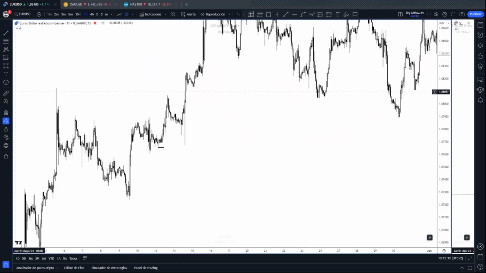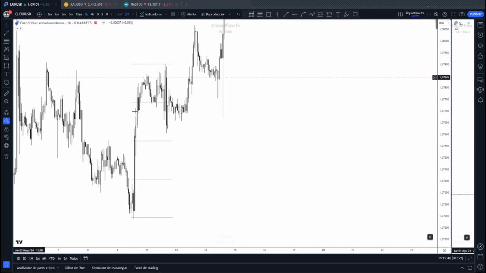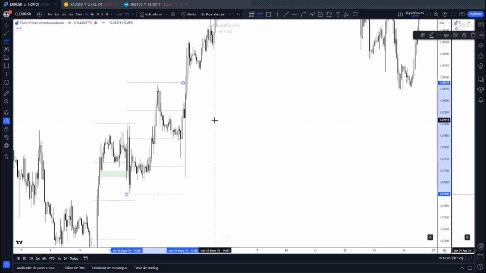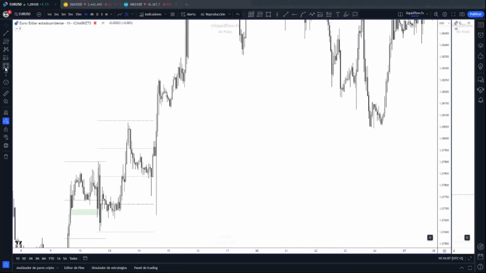What do I have here? This is my PD array matrix. I have here fair value gaps. So do I tap it? No. Okay, I tapped it here, and then going up. And again, this is coming to 50%. You see here, I can even enter here because this doesn't tap. This is a sweep of liquidity down there, but I don't have any fair value gap.